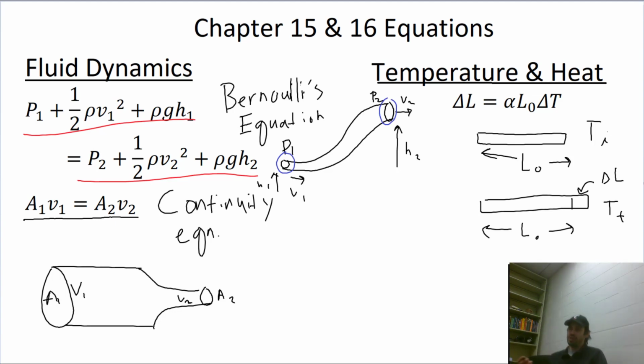So this equation says that the change in length is going to be equal to alpha, the expansion coefficient, times the initial length times the change in temperature. Now this quantity here, alpha, is going to be different depending on what material it is. So if I have a steel rod versus a copper rod or an acrylic rod, those all have different expansion coefficients.